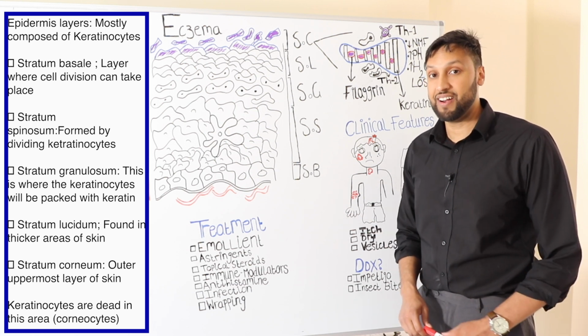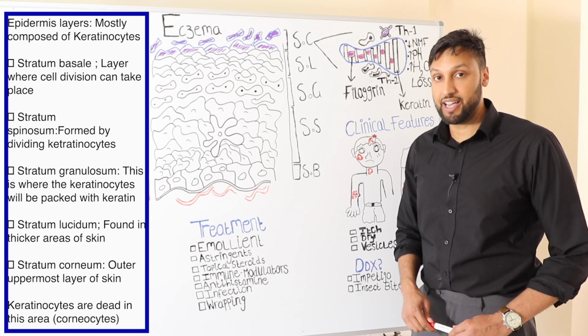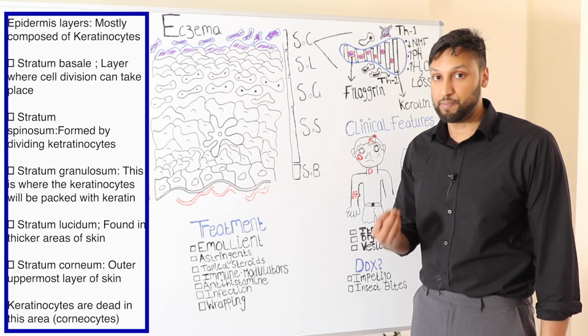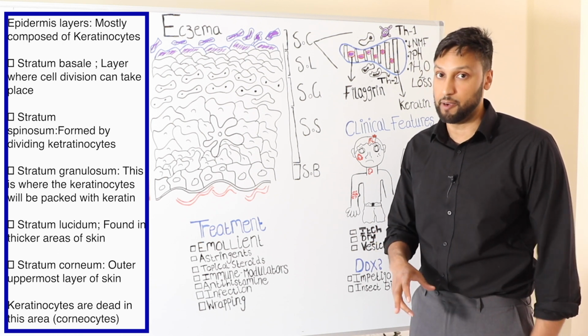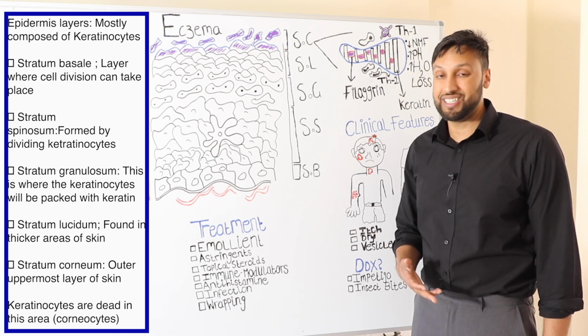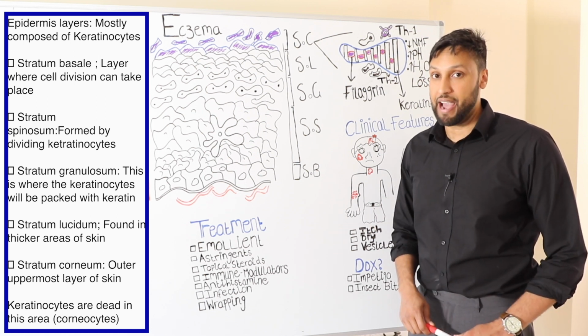The epidermis primarily consists of the keratinocytes. Keratinocyte is a special cell that contains keratin, which is this special strong protein that gives it its structure. The structure relates to its function, which is where the epidermis acts as a barrier.